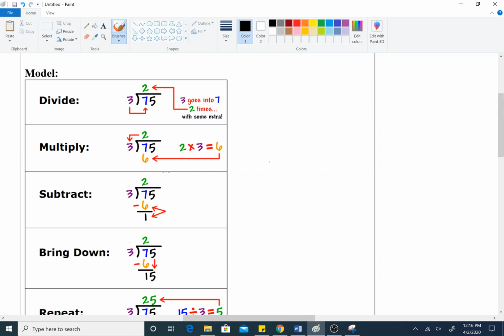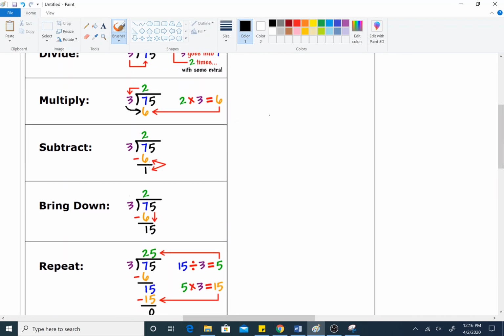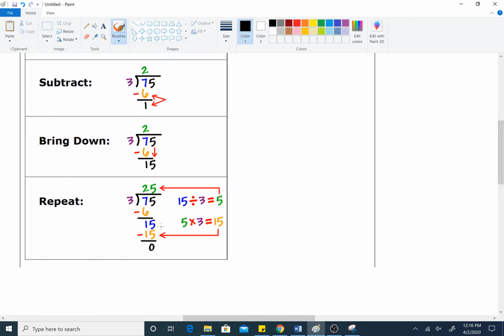I multiply. I put what I multiplied on the bottom here. Then I subtract vertically up and down, okay? 7 minus 6 is 1. Bring down the 5. And then you start all over again and repeat the process, okay? So using your long division techniques that we did before you left for spring break.